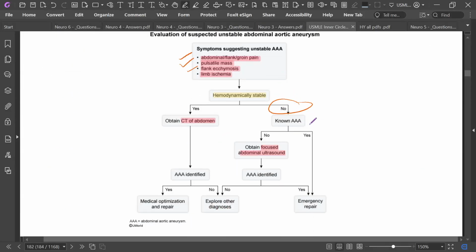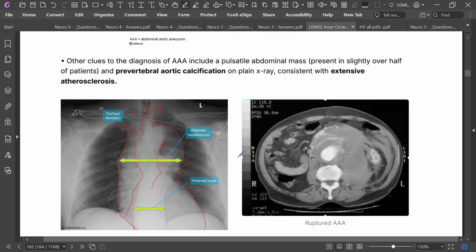Is there a known case of abdominal aortic aneurysm? Yes: emergency repair. No: a focused abdominal ultrasound should be done. If abdominal aortic aneurysm is identified, yes, then medical optimization and repair. If no, explore for other diagnoses.